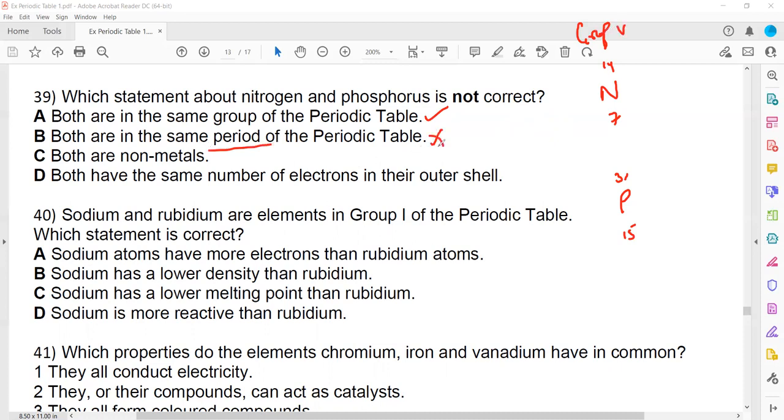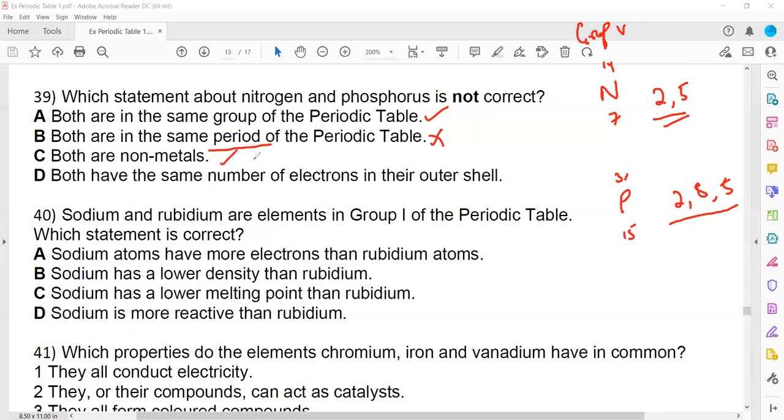That can never happen. If elements belong to the same group, they can never be in the same period, because the period changes only as the number of shells changes. In the case of nitrogen, it will be 2, 5, whereas phosphorus will be 2, 8, 5. So it will have 3 shells. So phosphorus is period 3, whereas nitrogen is period 2.